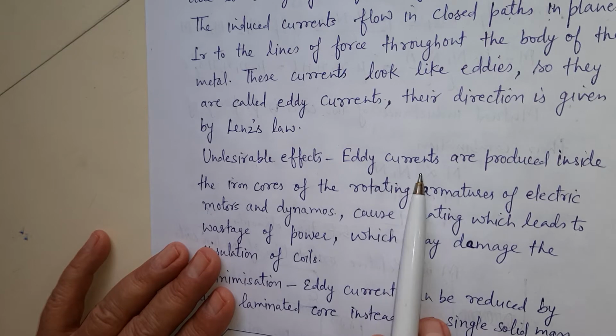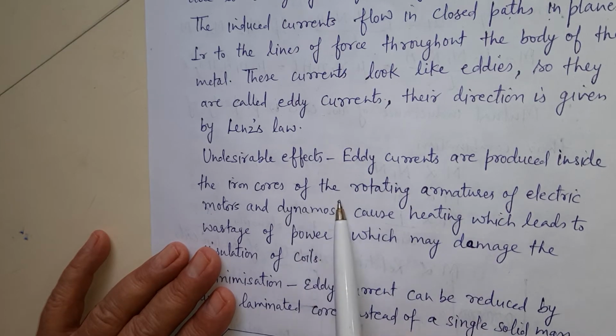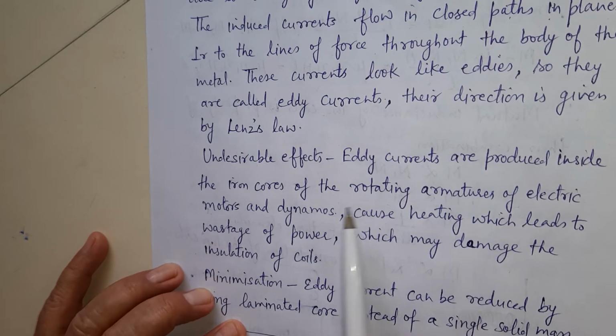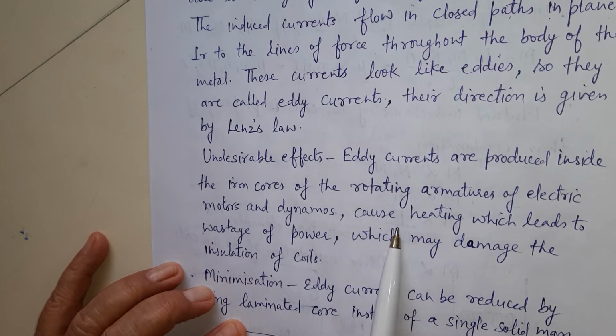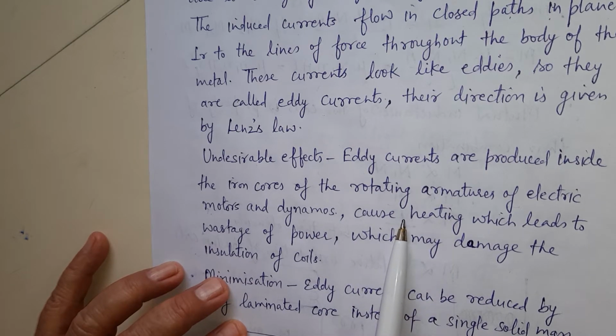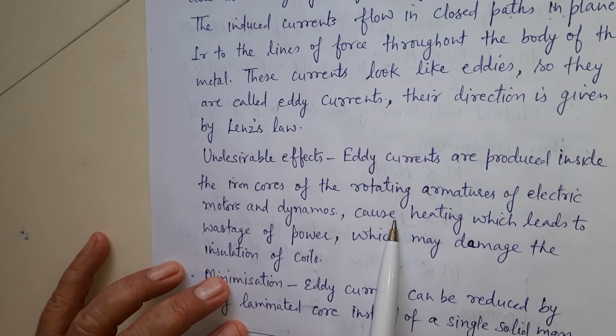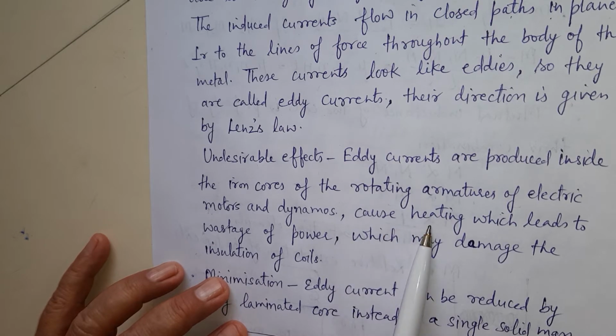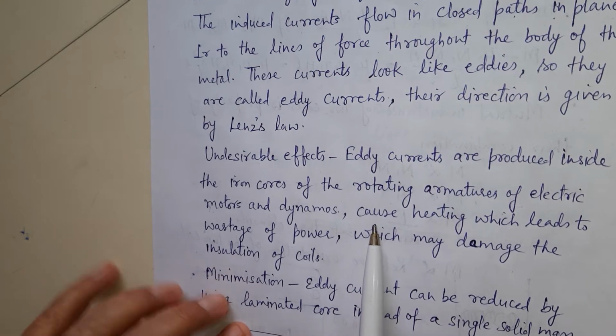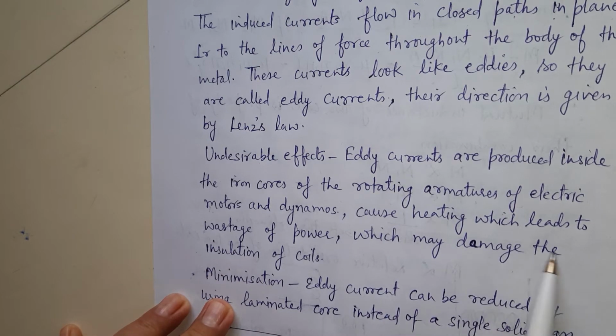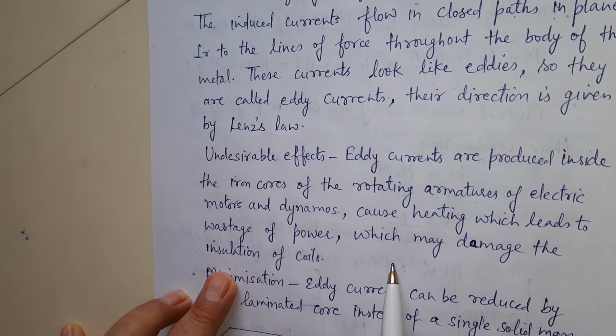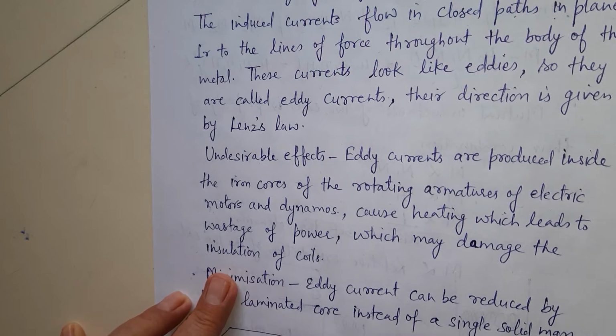So eddy currents are produced inside the iron cores of rotating armatures of electric motors and dynamos, and they cause heating. There is the heating effect of current. Either it is induced current or any type of current, current always gives rise to heating effect because of the resistance of the metal in which it is passed. So this heating leads to wastage of power, which may damage the insulation of coils. So these are the undesirable effects of eddy current.